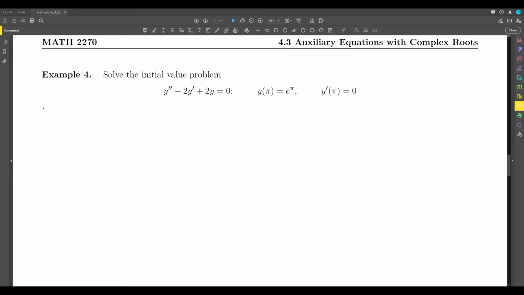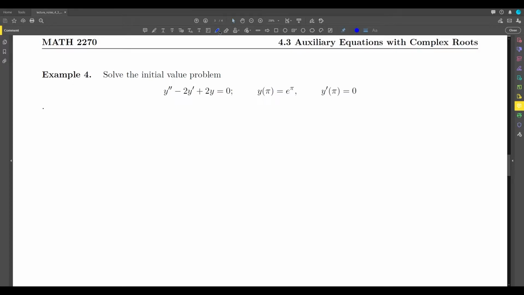In this video, we'll look at two more initial value problems. The first example wants us to solve the initial value problem y double prime minus 2y prime plus 2y equals 0 with initial conditions y of pi equals e to the power pi and y prime of pi equals 0.